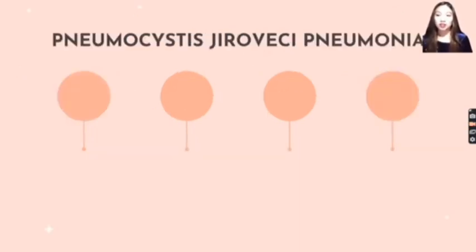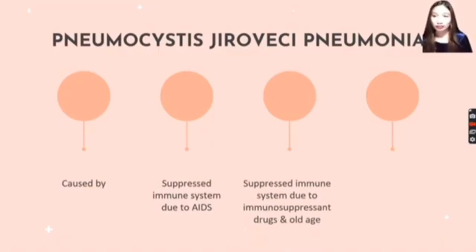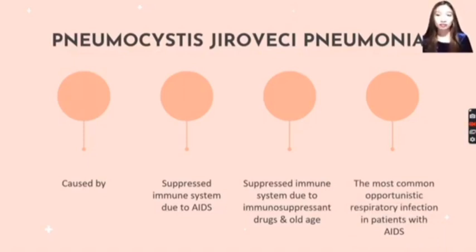Pneumocystis jirovecii pneumonia is caused by Pneumocystis jirovecii. It is an endemic protozoan that does not usually cause illness in humans. When an individual's immune system becomes suppressed because of AIDS or AIDS-related complex, the use of immunosuppressant drugs, or old age, this parasite is able to invade the lungs, leading to severe inflammation and a condition known as Pneumocystis jirovecii pneumonia. This disease is the most common opportunistic respiratory infection in patients with AIDS.